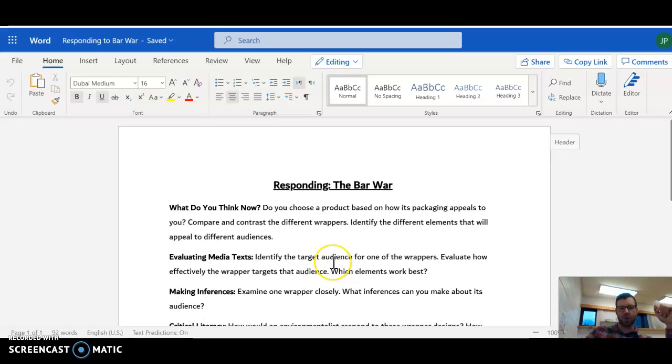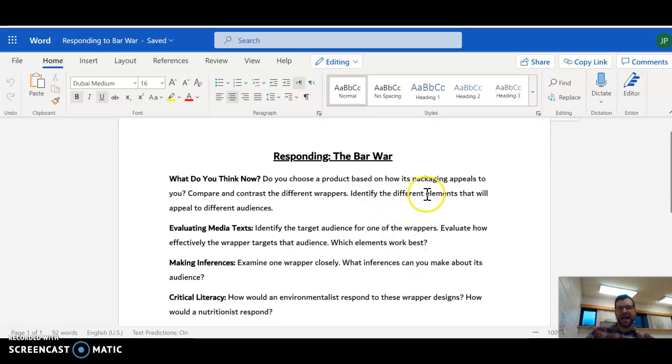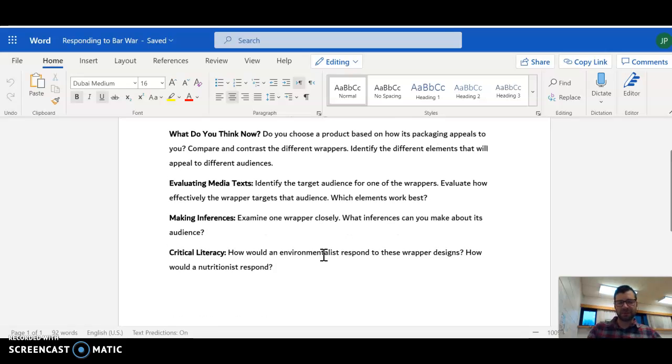So let's see. Responding. What do you think now? Do you choose a product based on how its packaging appeals to you? Compare and contrast the different wrappers. Identify the different elements that will appeal to different audiences. Like I said about that one that had only 100 calories, that's going to appeal to people who are calorie watching. The seeds one is for people who maybe like eating peanuts and pumpkin seeds and stuff a little bit more than other people.